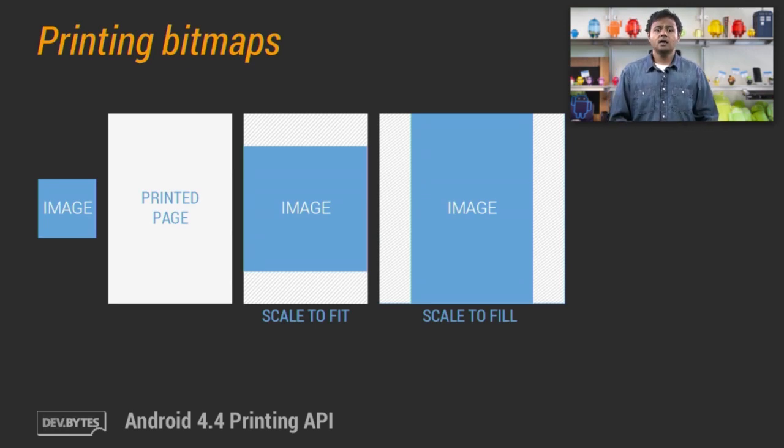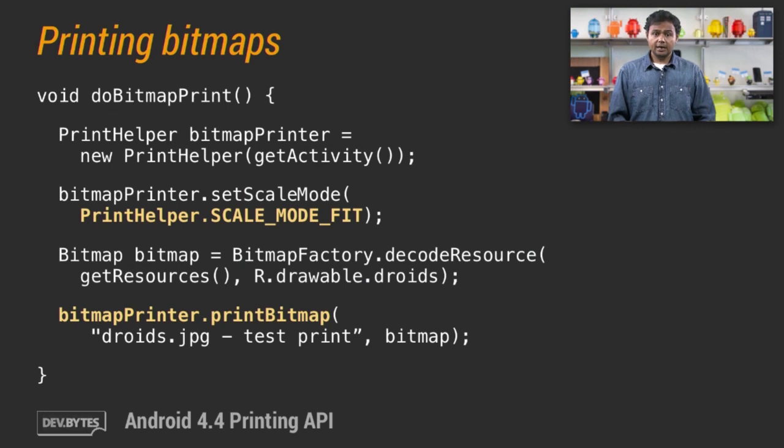Scale to fill, on the other hand, makes sure that your bitmap is scaled to fill as much of the printed output page as possible. And this might mean that some portions of the image are not actually printed because they exceeded the bounds of the printed page, again, as you can see in the example. So here's some code that shows you how easy it is to actually do this.